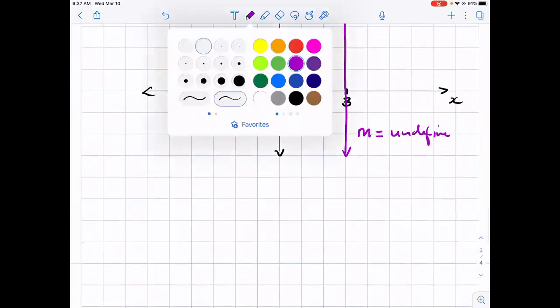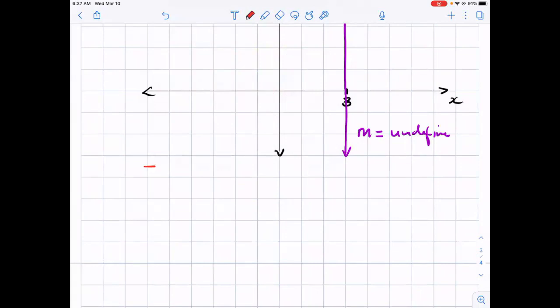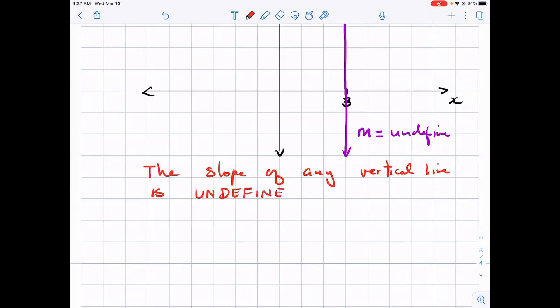The slope of any vertical line is undefined.